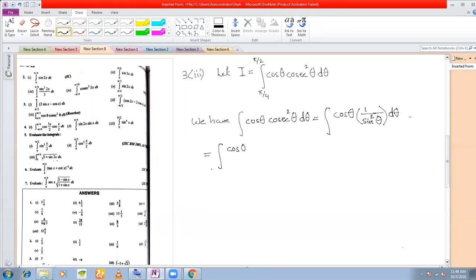Cos theta by sine square theta can be written as cos theta by sine theta into 1 by sine theta d theta. Now 1 by sine can be written as cosec, and cos by sine can be written as cot. And what is the integration of cosec cot? Integration of cosec cot is minus cosec theta.